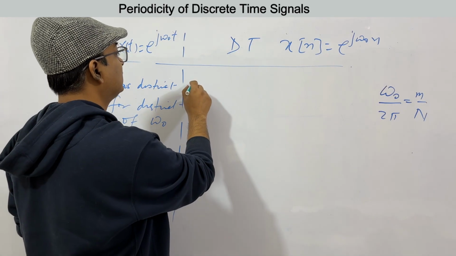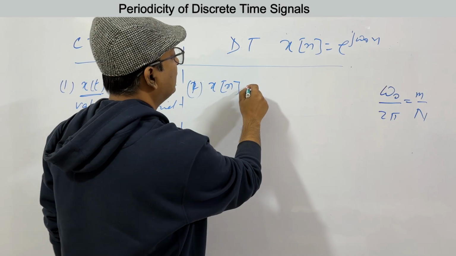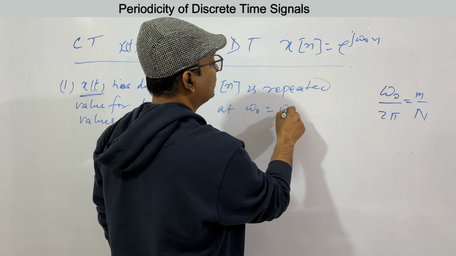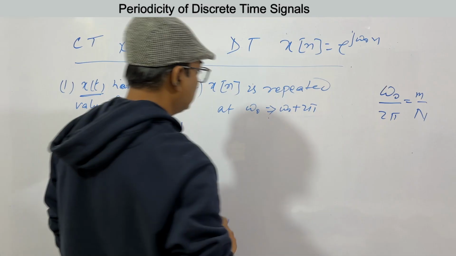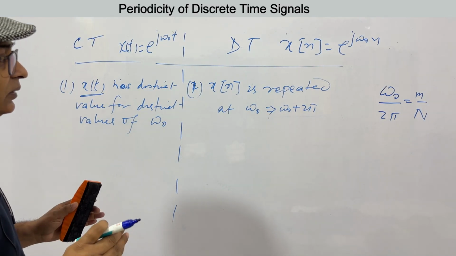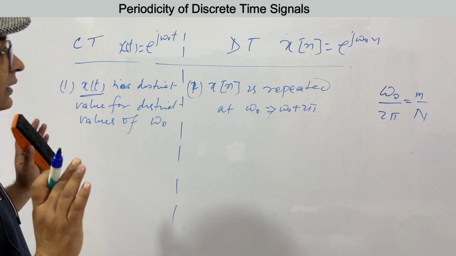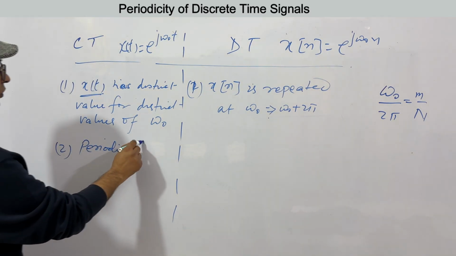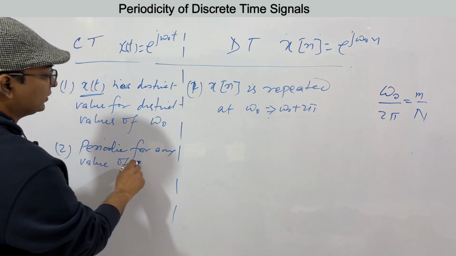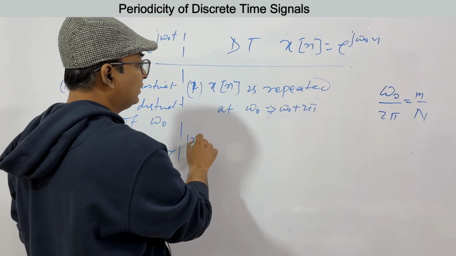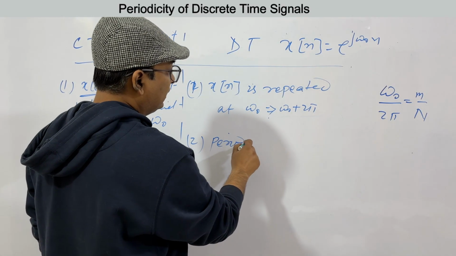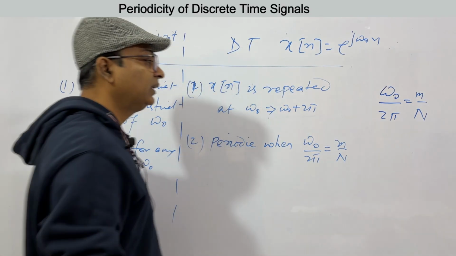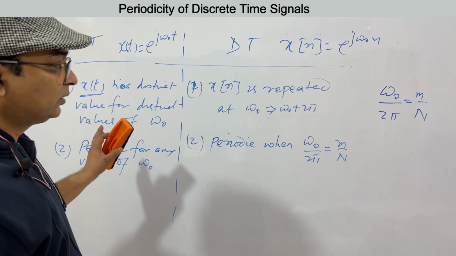But in the case of discrete time signals, number one, x[n] is repeated at omega 0 equal to omega 0 plus 2 pi. This is just a representation, you should not think this is equal to this. So whatever value x[n] has at omega 0, the value will be the same at omega 0 plus 2 pi. This we have seen. Now the second difference is that the continuous time signal is periodic for any value of omega 0. You can have any value of omega 0. Here it is periodic when omega 0 by 2 pi is m by n, this ratio has to be rational, then only the signal will be periodic. These are the two differences.